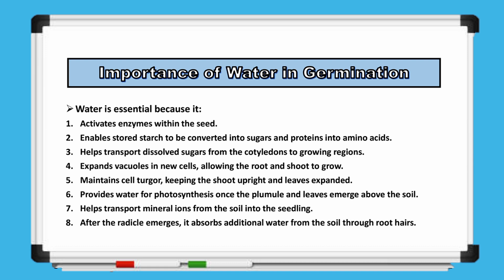Water plays several important roles in germination. It activates enzymes within the seed that start the metabolic processes needed for growth. It also enables stored starch to be converted into sugars and proteins into amino acids, which are used as nutrients by the growing embryo. Water helps transport dissolved sugars from the cotyledons to the regions where growth occurs. It also allows vacuoles and new cells to expand, which supports the growth of the root and shoot. In addition, water maintains cell turgor, keeping the shoot upright and the leaves expanded. Once the plumule and leaves emerge above the soil, water is also needed for photosynthesis. It helps transport mineral ions from the soil into the seedling, and after the radicle emerges, additional water is absorbed from the soil through the root hairs.